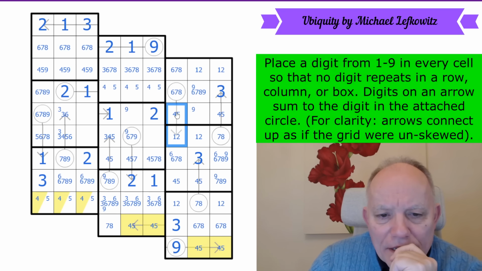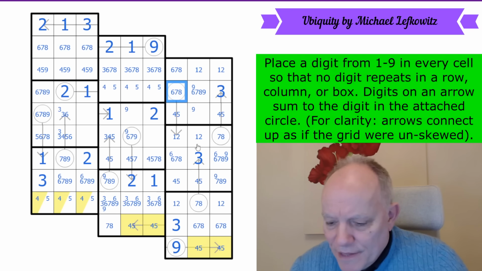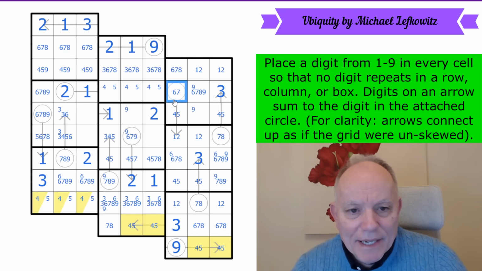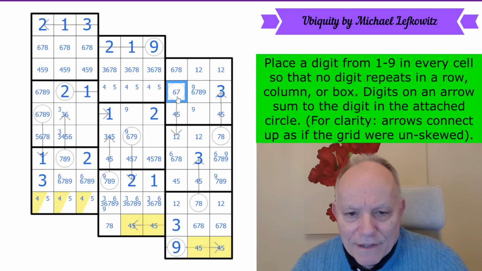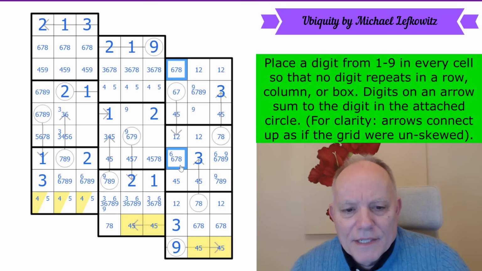Oh, maybe I need to do a sum. Oh, look, this can't be 8 anymore because 5 and 2 are the max on that arrow. I haven't seen that coming. This is 6 or 7. Does that do? That doesn't look likely to do anything. It means one of these two is 8.